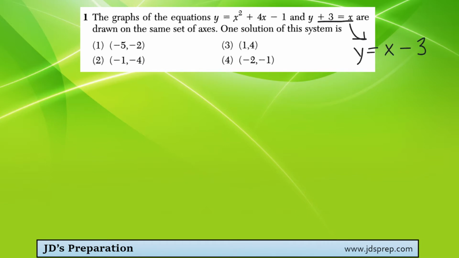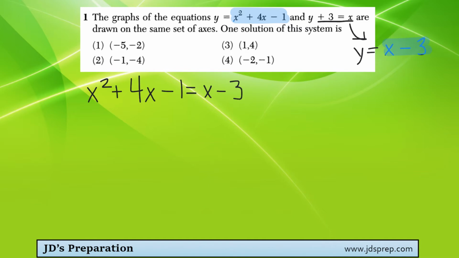Now that we have that done, what we can do is set both this x minus 3 and this x squared plus 4x minus 1 equal to each other, and then we solve for x. So let's go ahead and try that out. So x squared plus 4x minus 1 equals x minus 3.